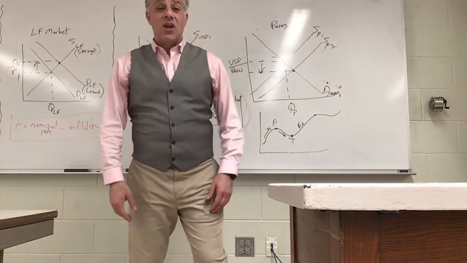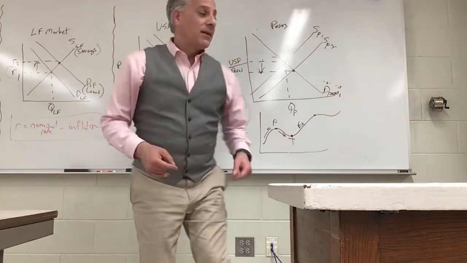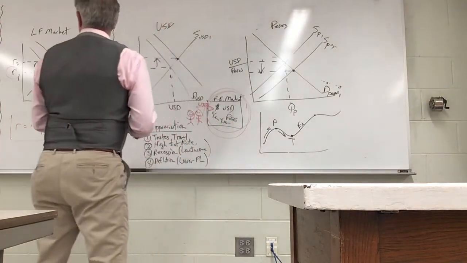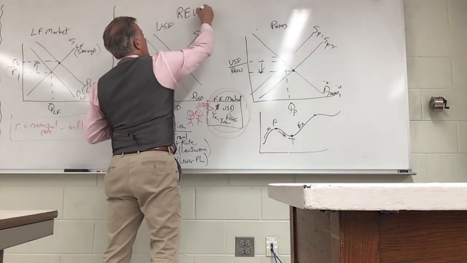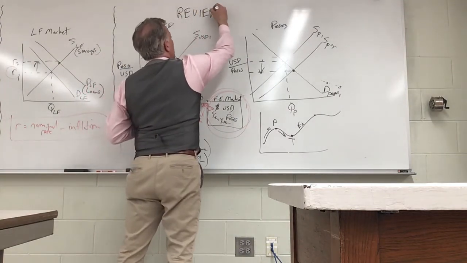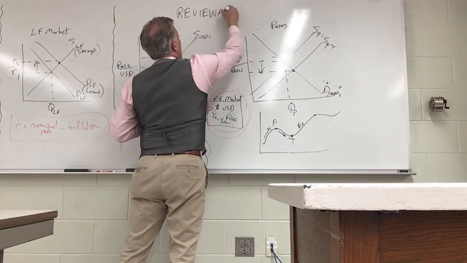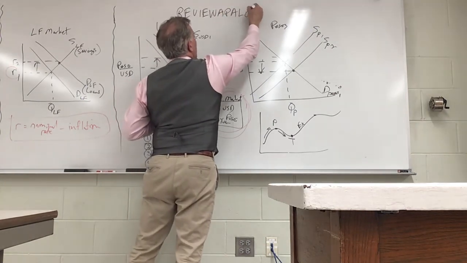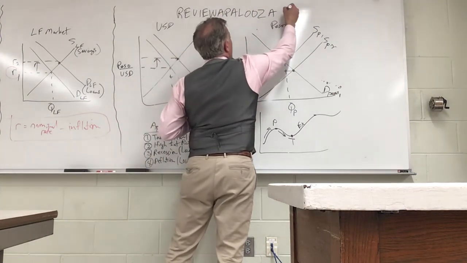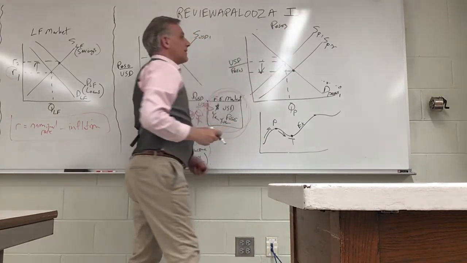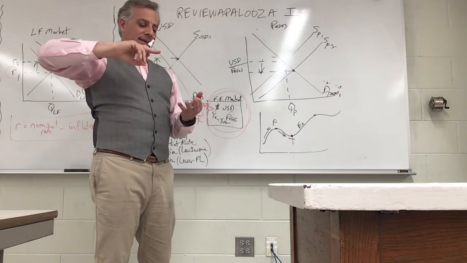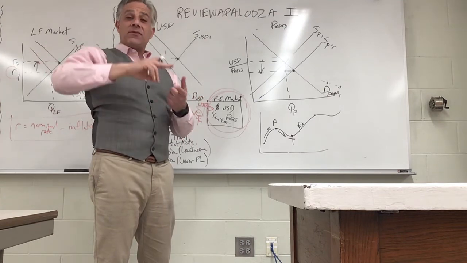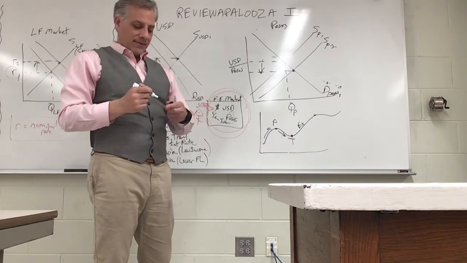That's why I did Reviewapalooza 1. Actually, it needs a Roman numeral, right? Because anything important needs to have a Roman numeral. Super Bowls, Kings, Popes, and Reviewapalooza 1. That's it.